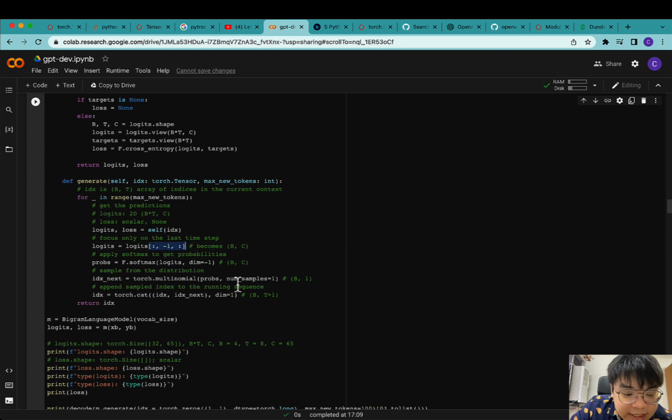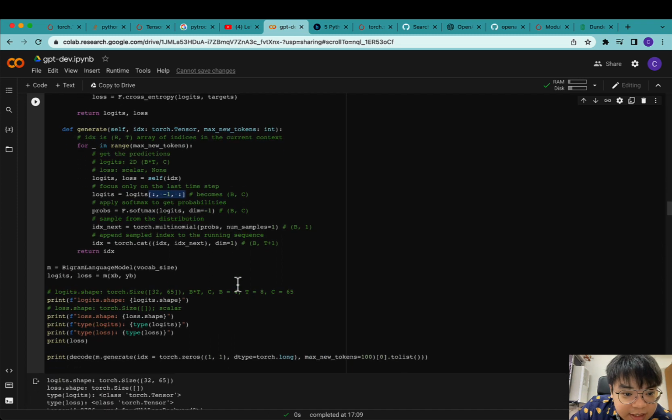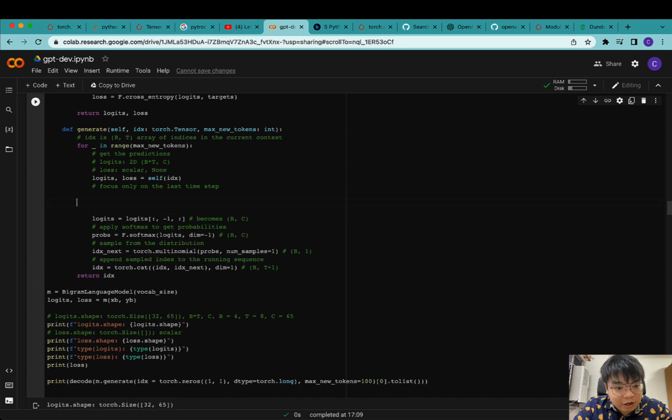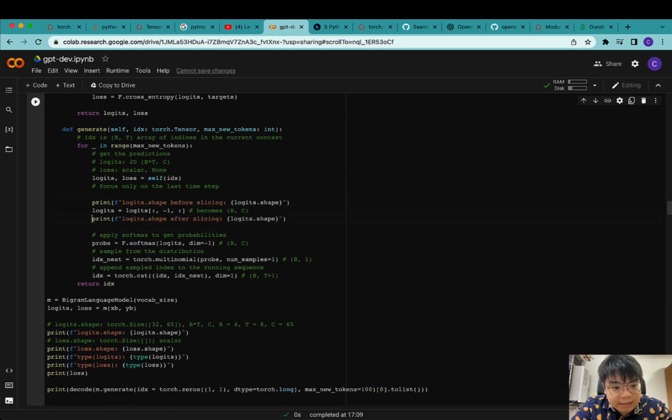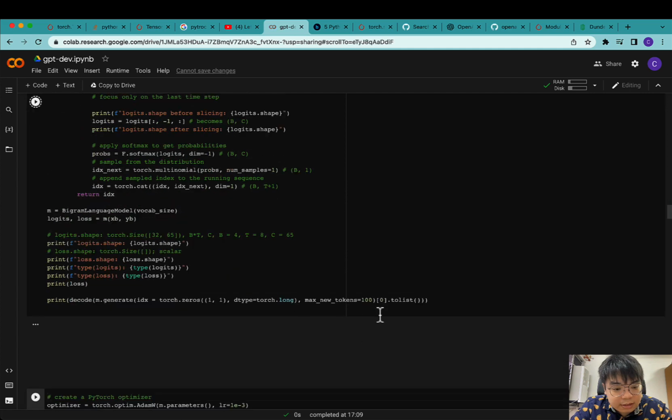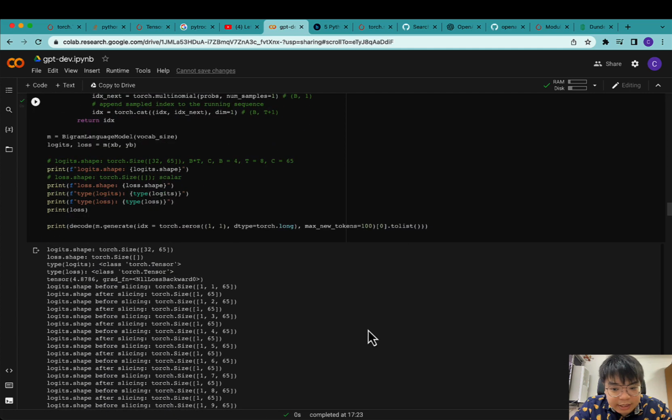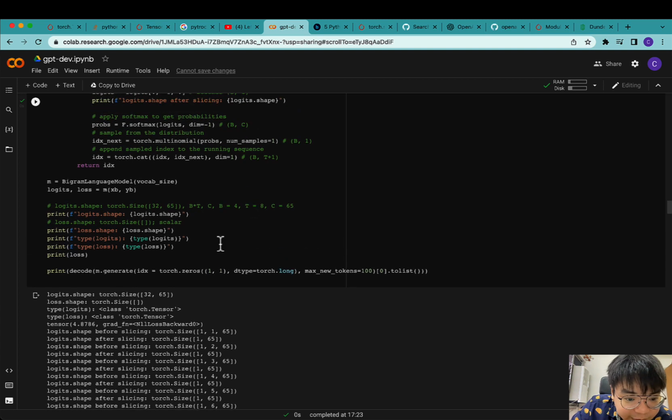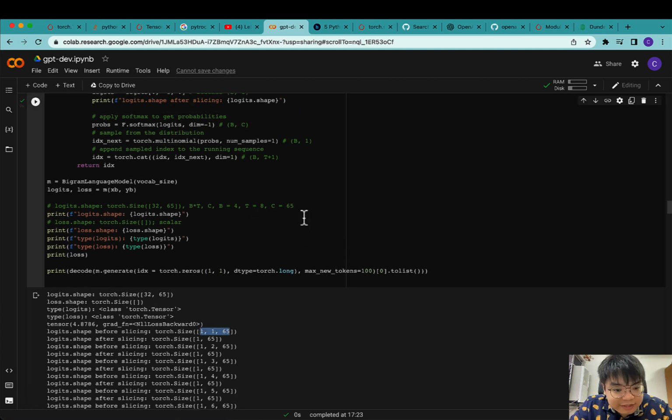I did not know you can slice a two-dimensional array like this. That's interesting. Okay, just to be sure, I'm just going to print out the dimensions of logits before slicing. Logits shape before slicing, so this would be logits.shape. And this will be logits after slicing. Let's try running this. Okay, this is long because we generate multiple times, but before slicing it was 1, 1, 65.